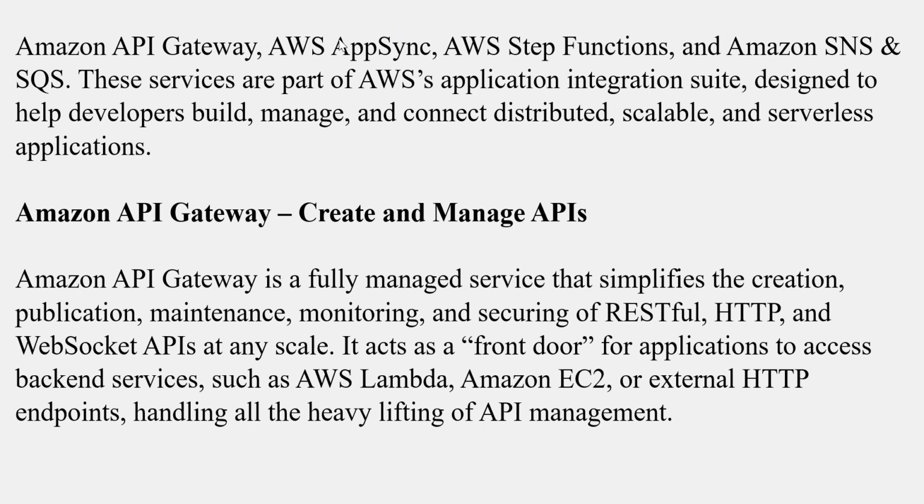We'll go with the first one, Amazon API Gateway. It is a fully managed service for creating, publishing, and monitoring. Amazon API Gateway is a fully managed service that simplifies the creation, publication, maintenance, monitoring, and securing of RESTful HTTP and WebSocket APIs at any scale. It acts as the front door for applications to access backend services such as AWS Lambda.